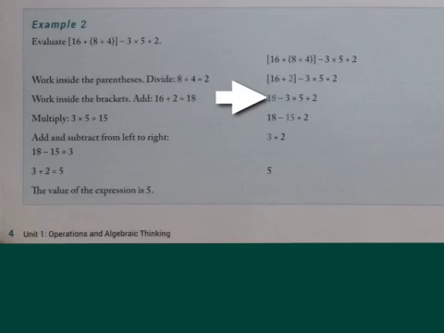Then we're going to multiply. We're going to multiply 3 times 5, and that's going to give us 15. Then we're going to say 18 minus 15 is going to give us 3. And then 3 plus 2 is going to give us 5. So the value of the expression is 5.